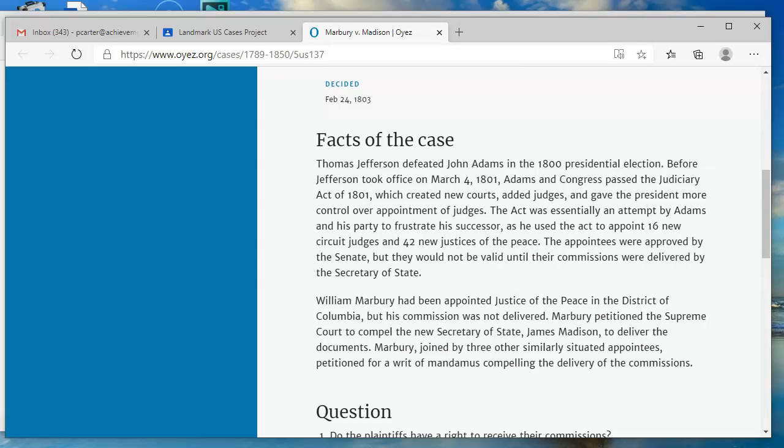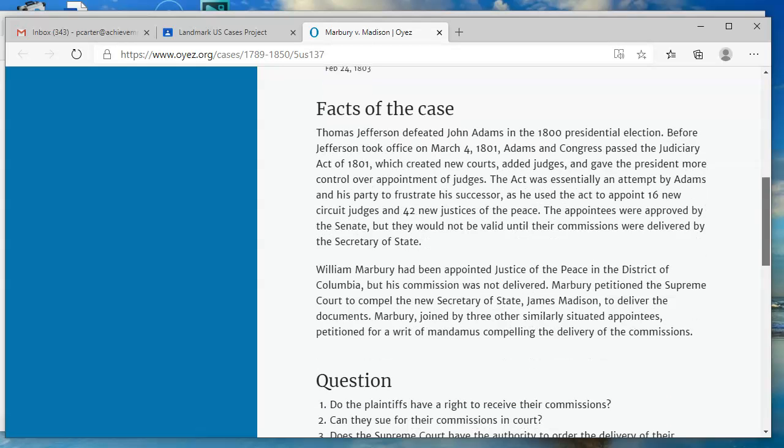The act was essentially an attempt by Adams and his party to frustrate his successor, as he used the act to appoint 16 new circuit judges and 42 new justices of the peace. The appointees were approved by the Senate, but they would not be valid until their commissions were delivered by the Secretary of State, who we already said was Madison. The commission was actually just a formal letter or document which says you officially have this position. And in that day, they actually delivered those commissions.